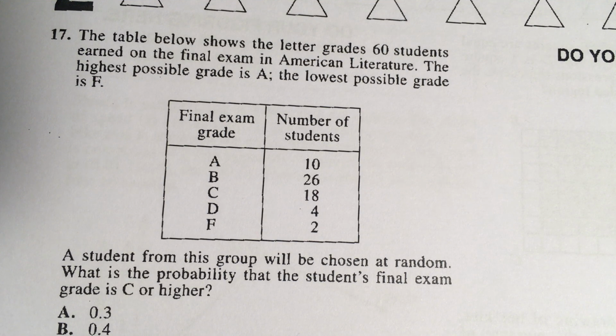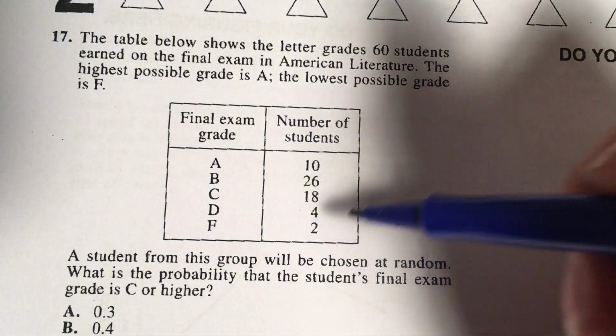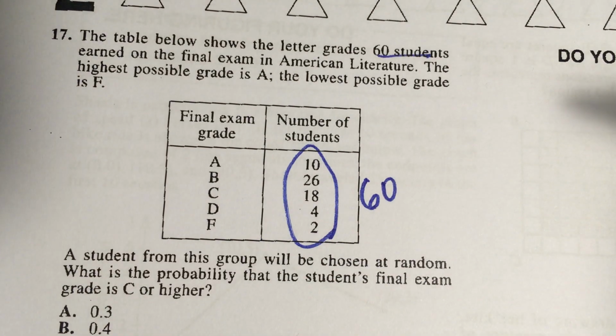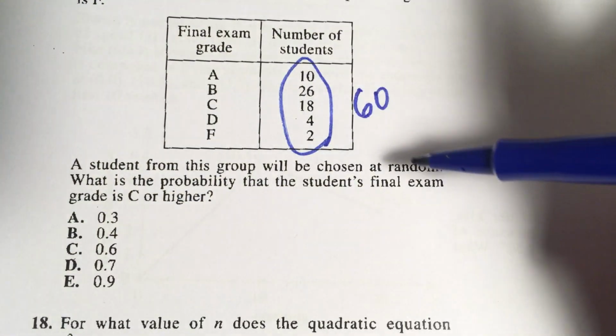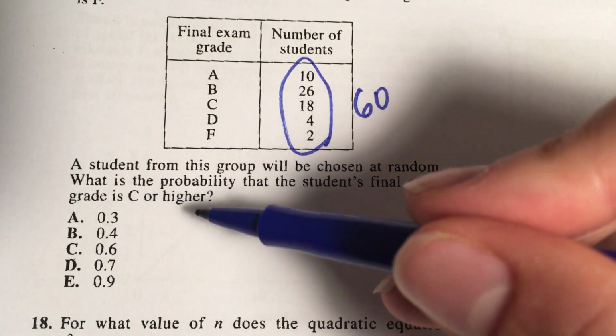So number 17 says, the table below shows the letter grades 60 students earned on the final exam. The highest possible grade is an A, and the lowest possible is an F. So all these students together, there are 60 students. It says, a student from this group will be chosen at random. What's the probability that the student's final exam grade is a C or higher?